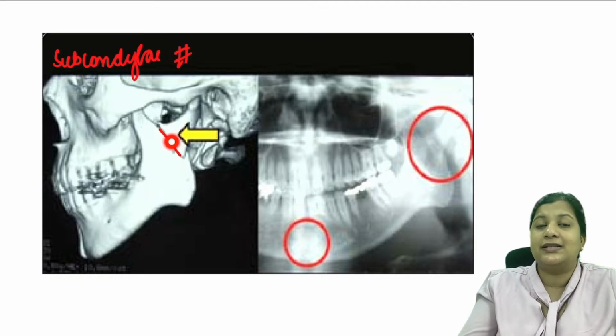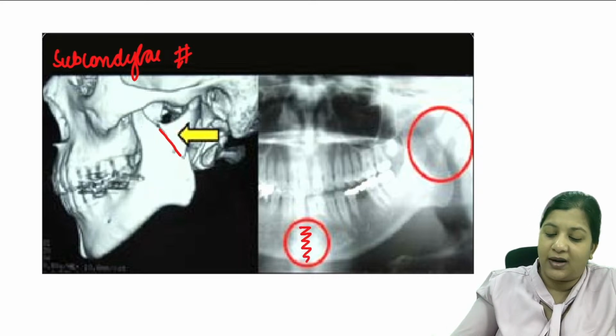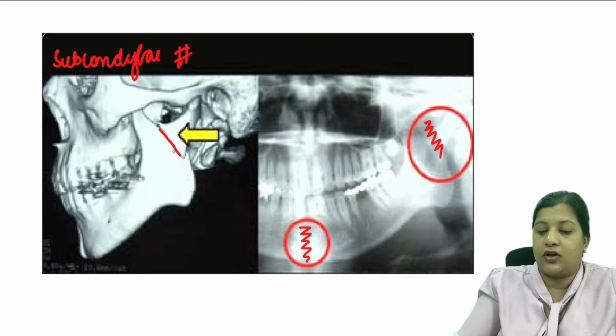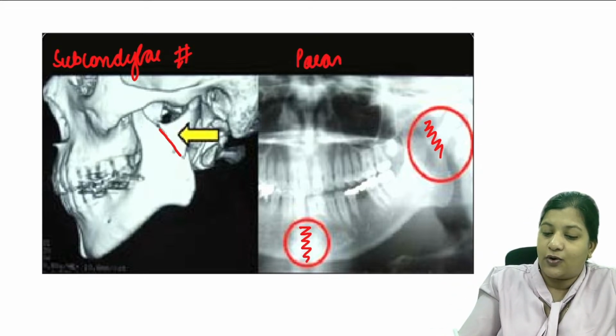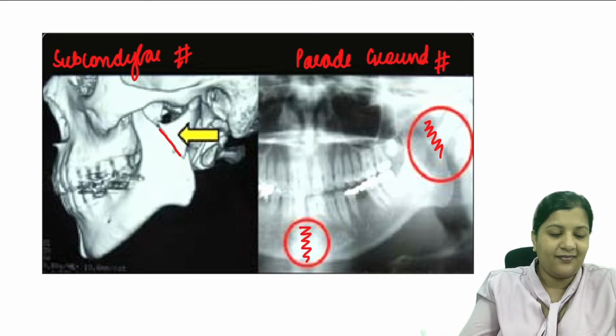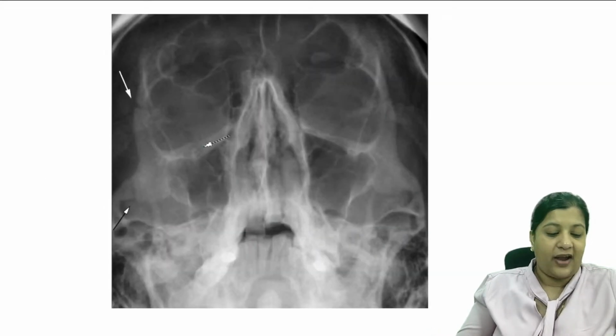Now, along with this, you can have a fracture where there is a fracture at the level of the symphysis menti and bilateral subcondylar region. What would you call this fracture? This will be called your parade ground fracture, also called as, anybody, what is the other name for this? Okay, so I'll wait for your answers.